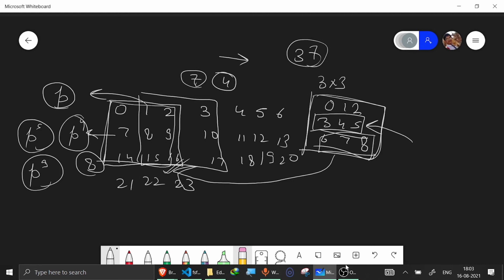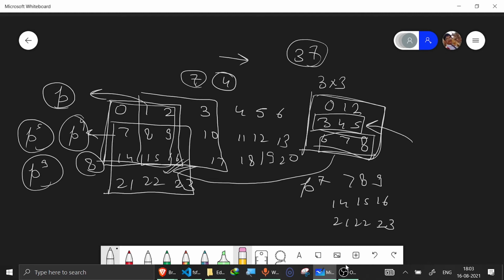Suppose now I am moving this string down. So 7, 8, 9, 14, 15, 16, 21, 22, 23. So now here what you need is p raised to the power 7. Here what you need is p raised to the power 16 minus 5, 11. Then p raised to the power 23 minus 8, which is 15. So p raised to the power 15.